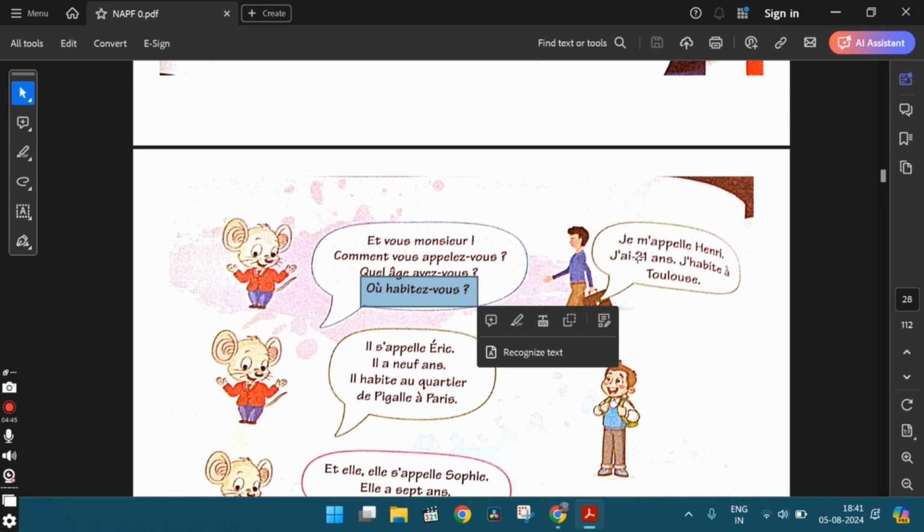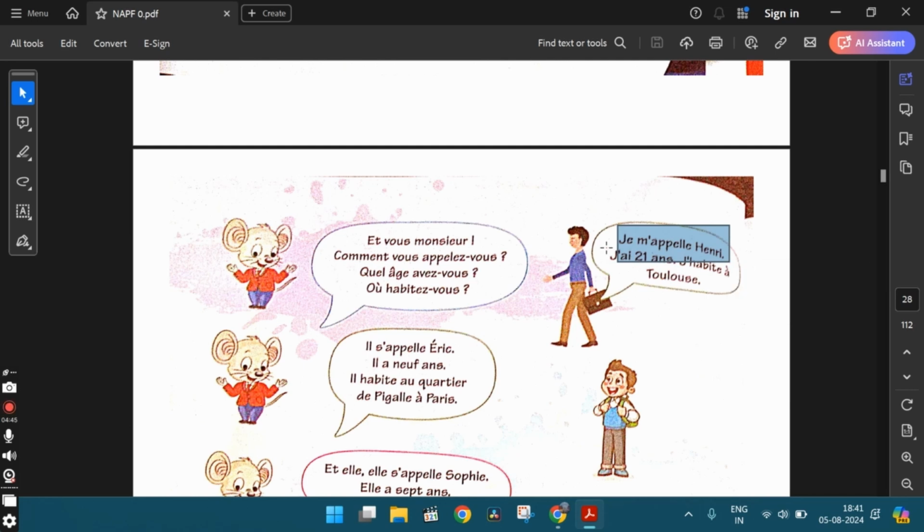So let's see what this person replies. He says, je m'appelle Henry. My name is Henry. Okay. J'ai 21 ans. I'm 21 years old. J'habite à Toulouse. I live in Toulouse is what this person says.